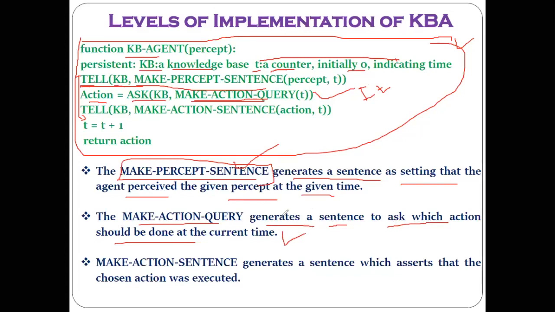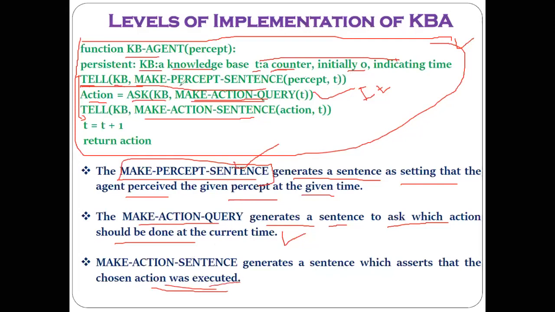Okay. And lastly, make action sentence. What does it mean? Tell KB, make action sentence. What does it mean? Tell the agent to perform that particular action. That is nothing but the actual implementation, execution.